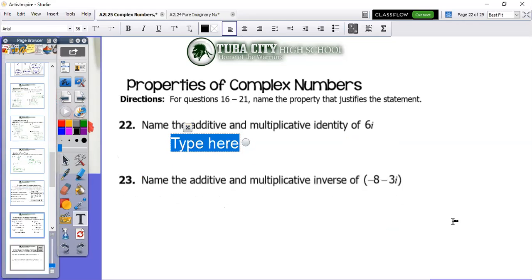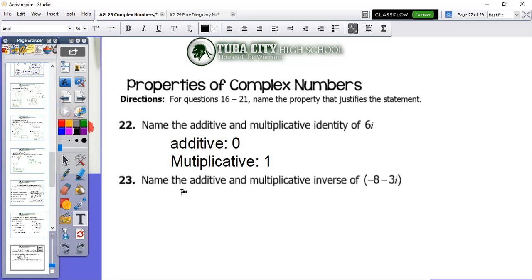All right, additive and multiplicative identity of 6i. So the additive. So what would I have to add to get rid of 6i? So I would have to name the additive and multiplicative identity. So I would have to add 0 to it because adding 0 does not change it. And what would I have to multiply to get it to equal the same thing? Well, timesing something by 1 does not change either of those things at all. Okay.